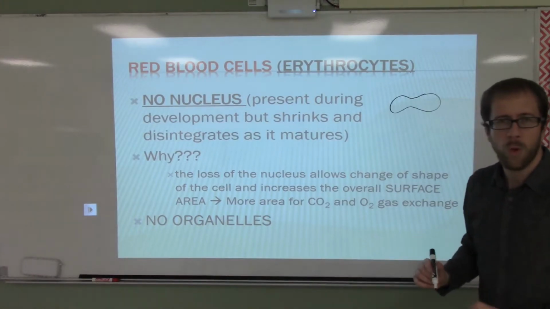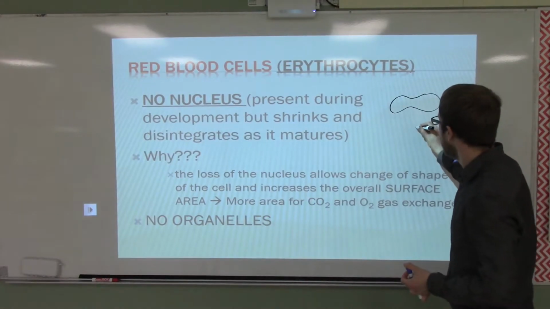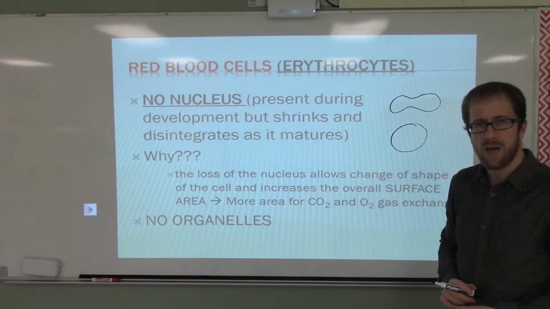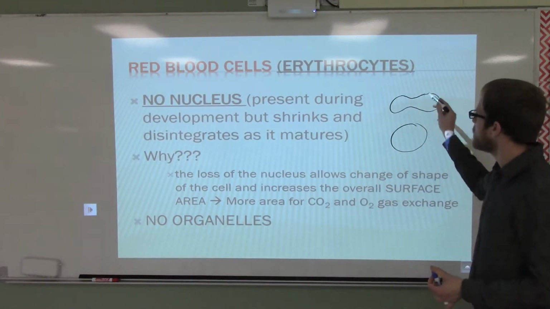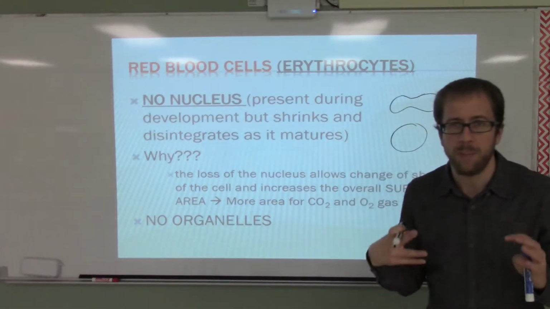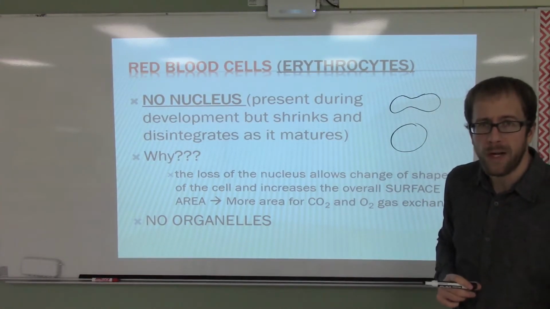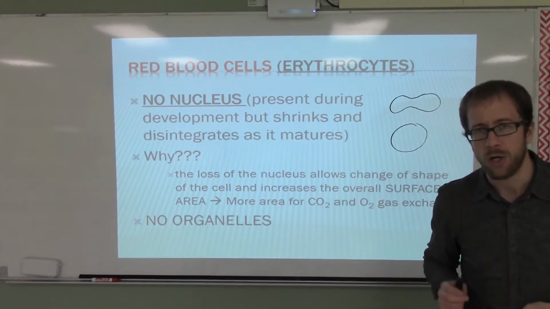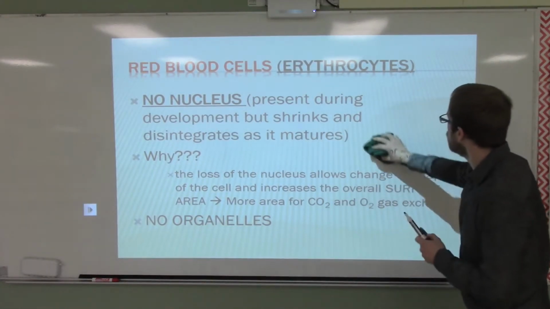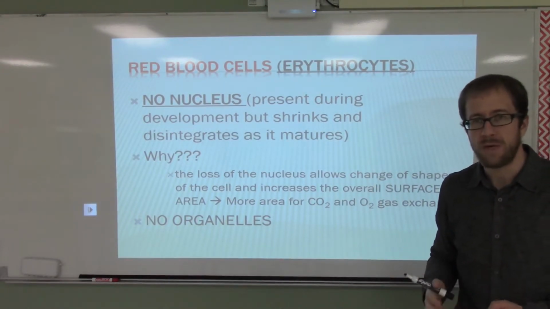And what's going to have more surface area? A shape like this or a shape like that? What's going to have more surface area? This is going to have much more surface area. So we adjust the shape of our red blood cells to increase their surface area over which gas exchange can occur. Okay, so that is the main reason why they lose their organelles, their nucleus, right? So they can adjust their shape to increase surface area.